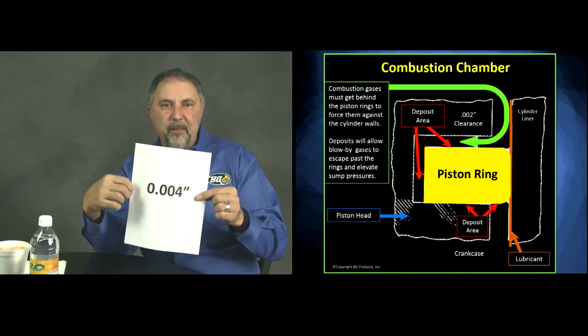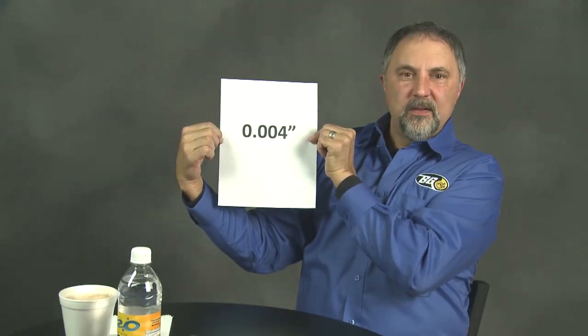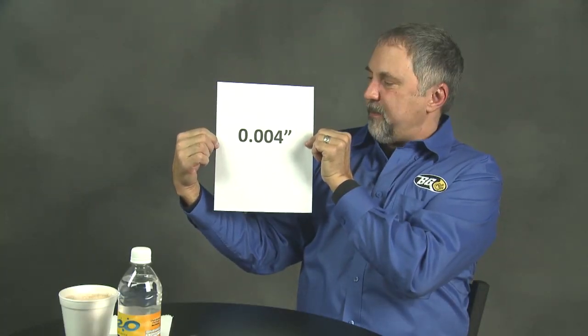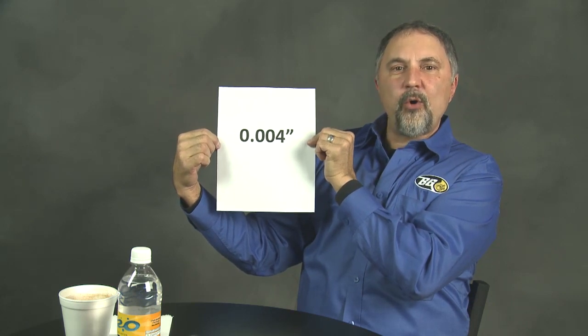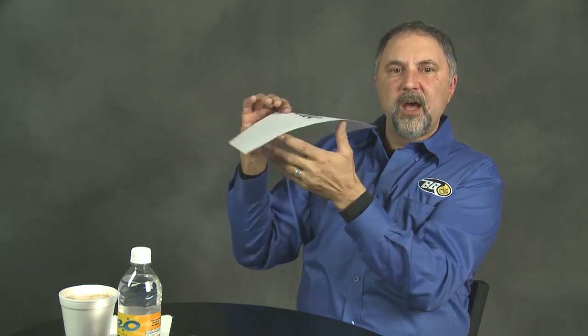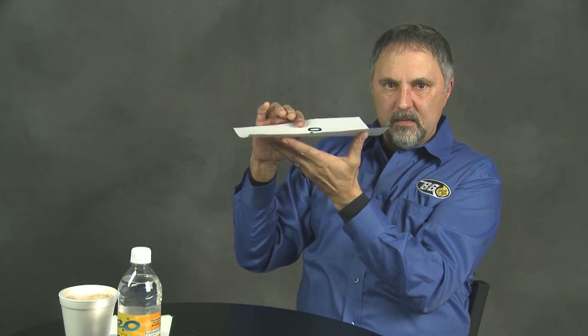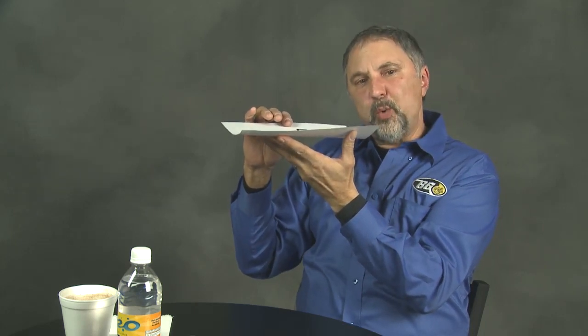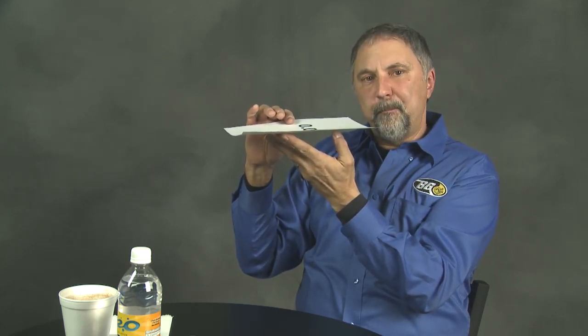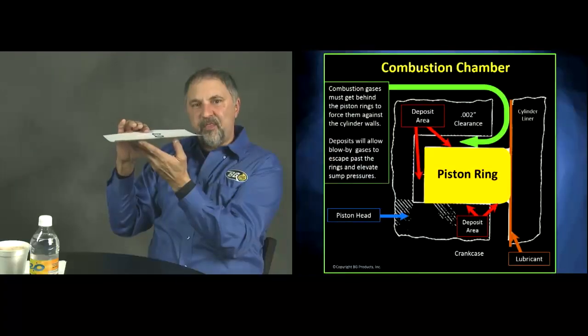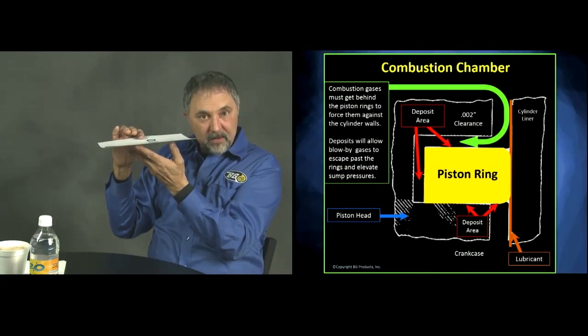I got a piece of paper. I don't know if y'all can see that. That piece of paper is 0.04 of an inch thick. The gap between the piston ring and the piston is half the thickness of this piece of paper.